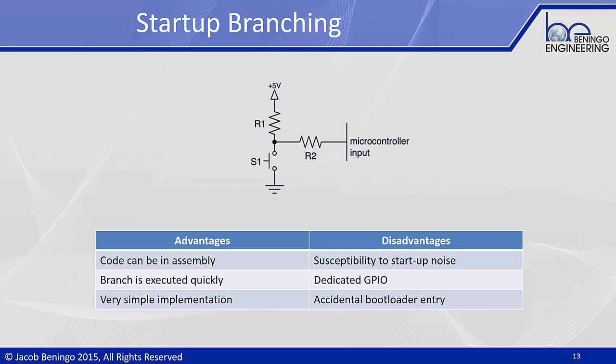So what we're going to do is have it so that when I power up my embedded system, if I'm holding that GPIO pin, I'm going to load the bootloader. If I'm not pushing that push button, then I'm going to load my normal application code. Now there are some advantages and disadvantages to using a push button to be able to move into your bootloader or not. Some of the advantages is that, one, it can be coded in assembly language.